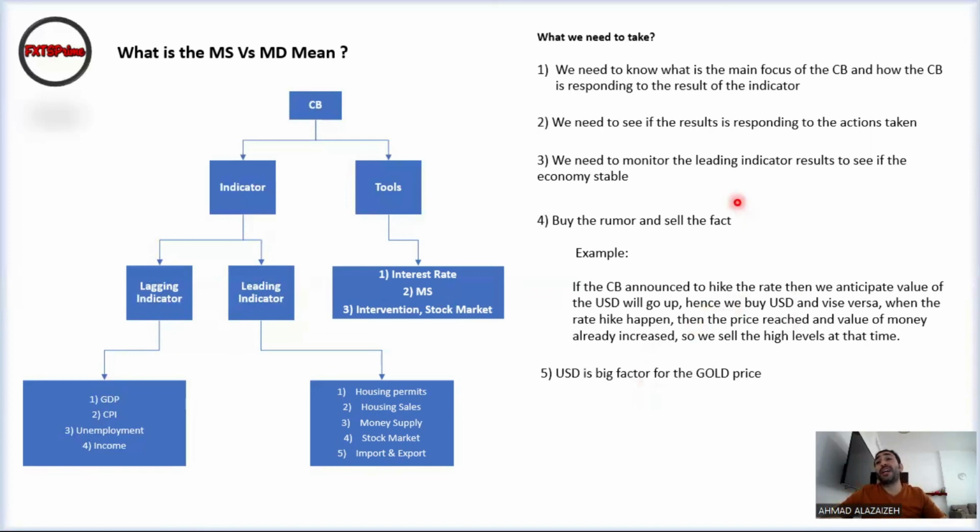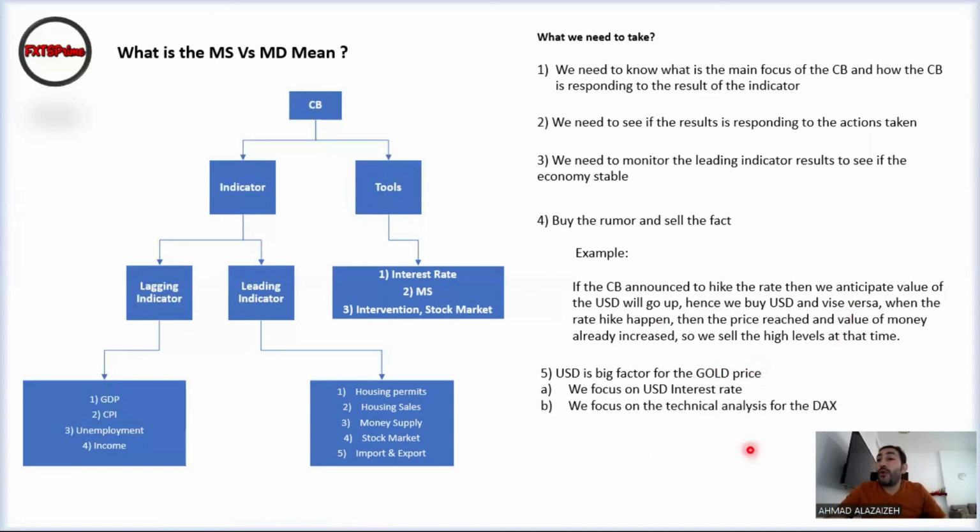So now the factors affecting the gold price and the dollar. First of all, we need to focus on the interest rate because the more value the US dollar has, the gold value will go down and vice versa. So first of all, we focus on that one, and again, focus on the interest rate. It doesn't mean that we need to wait until the interest rate is raised or reduced. We need to anticipate that from the inflation and from the leading and lagging indicators, which we're going to explain in future videos.